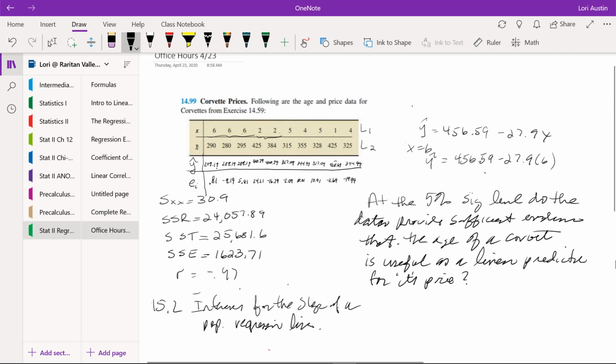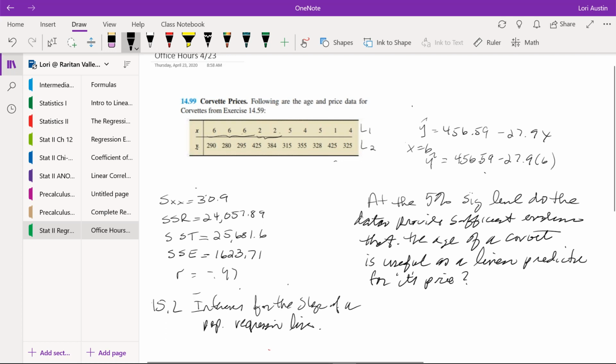Sorry, it's sloppy. So at the 5% significance level, do the data provide sufficient evidence that the age of a Corvette is useful as a linear predictor for its price? I'm also going to get rid of this. We don't need these anymore.